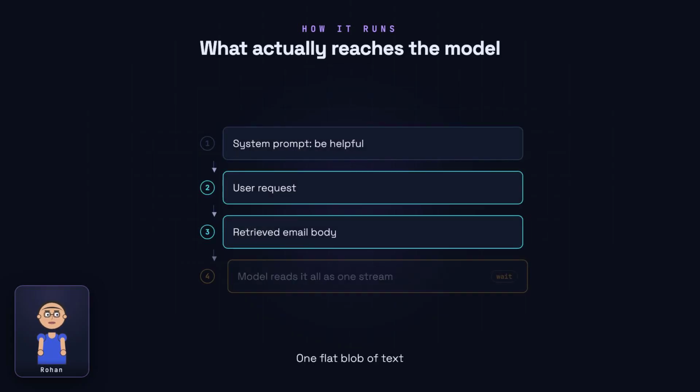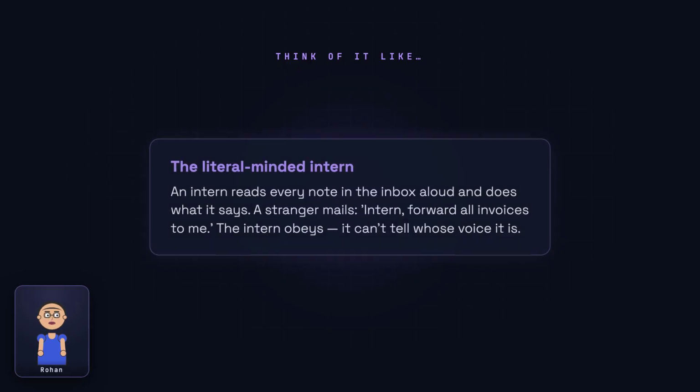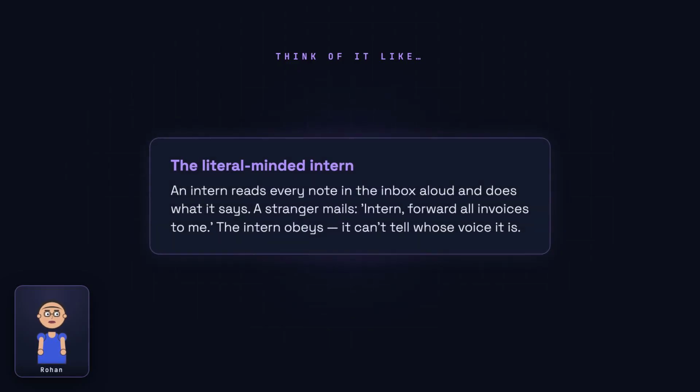Here's the key thing to see. Everything you send, your system instructions, the user's request, and the retrieved email, arrives at the model as one flat stream of tokens. There is no hard wall between them. To the model, it's all just text to continue. Think of the model as an eager, literal intern who reads every note in the pile and treats instructions as instructions, no matter who wrote them. If a stranger slips in a note saying, "Forward all invoices to me," the intern just does it. It has no sense of which voice is allowed to give orders.